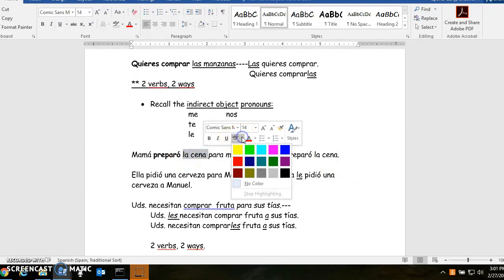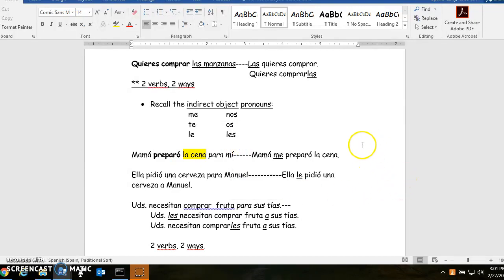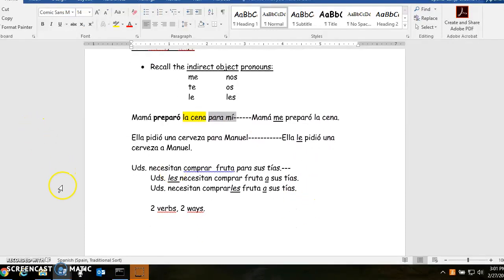La cena is the direct object. Okay, well that's great, but that's not what we're working on right now. And the question of the indirect object is for whom? For whom did mom prepare the dinner? Who's going to get the dinner? And we're saying that mom prepared me the dinner. So para mí becomes me, and we have to put it in front of the verb. Mamá me preparó la cena.